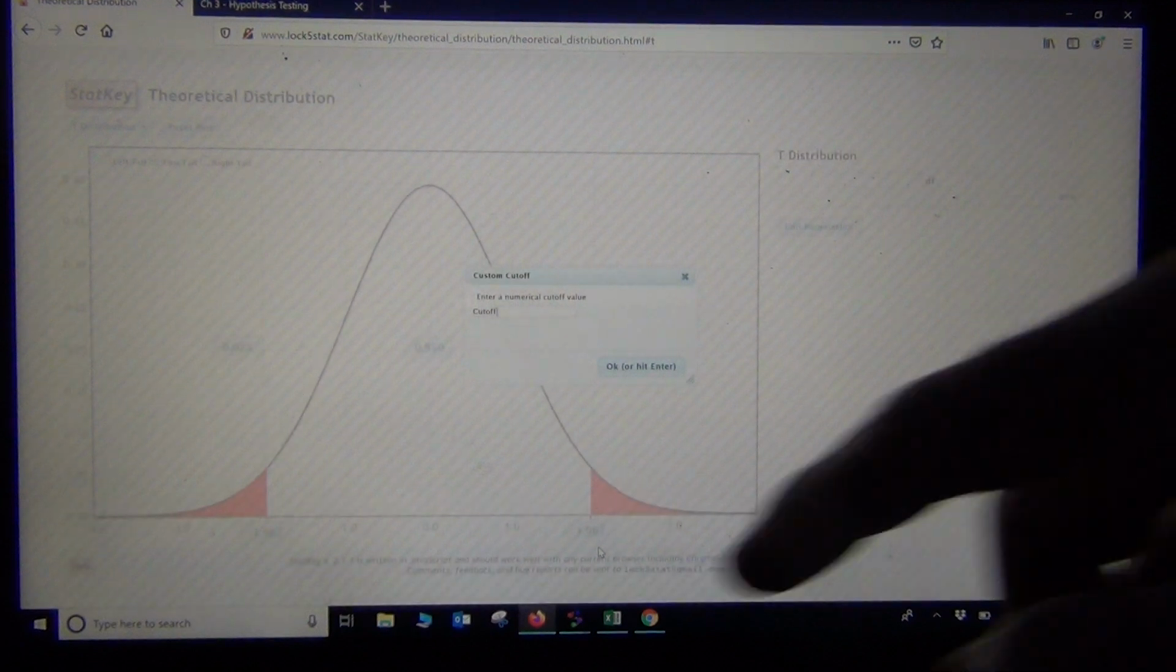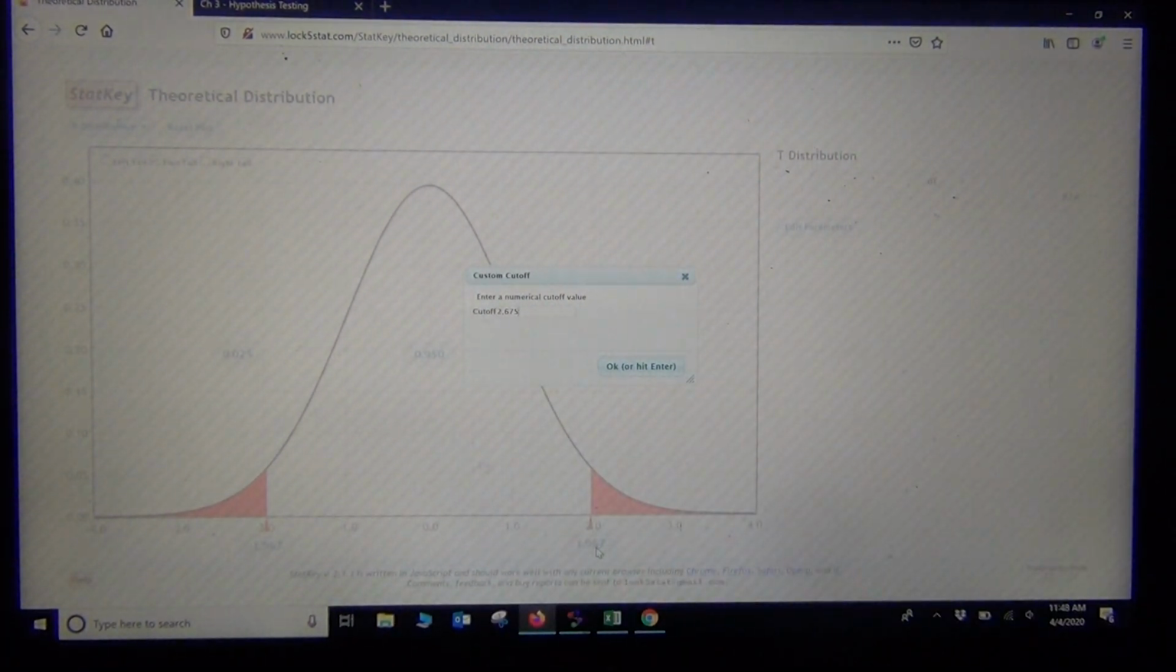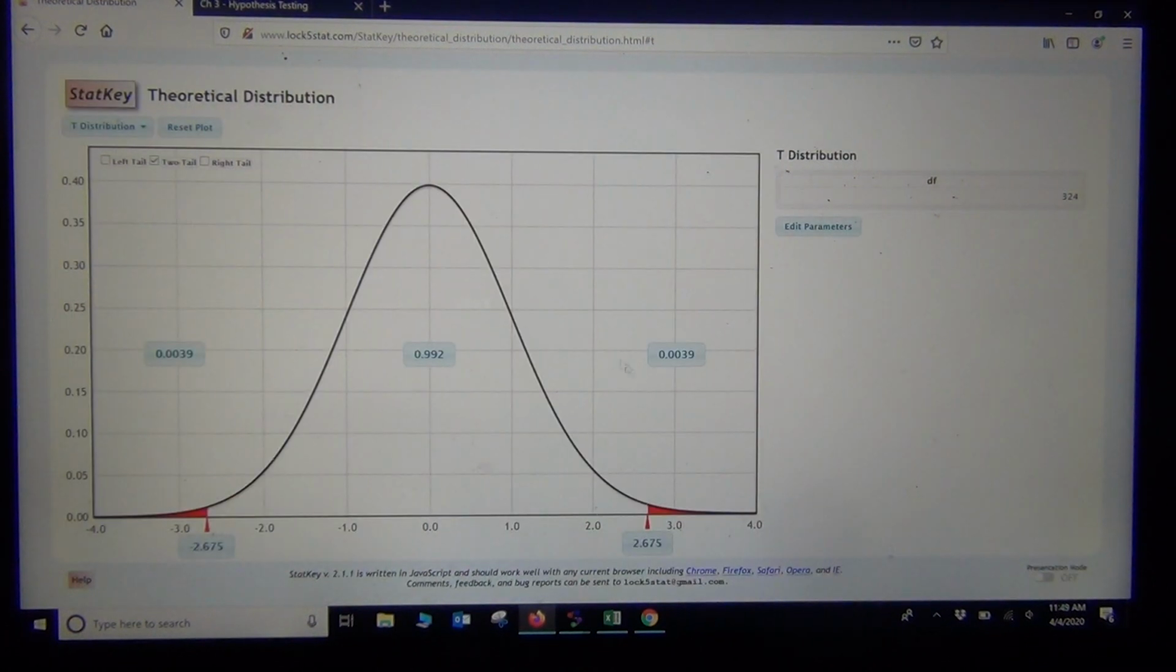I put in 2.675 right there. And there we go, we got our tail percentages. So I got 0.0039 in this tail and 0.0039 in that tail. Now remember, if this was a right-tailed test, then the p-value would be 0.0039. But this was a two-tailed test. Our alternative hypothesis was not equal.